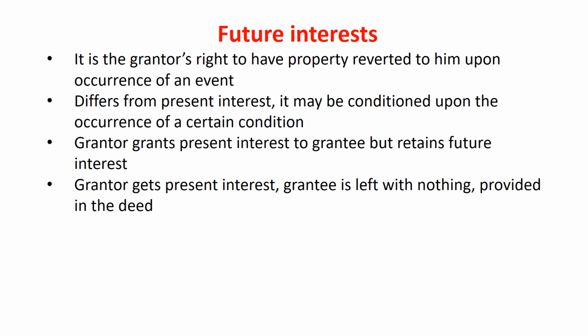In future interest, the grantor grants the present interest to a grantee. However, he retains a future interest, which could be in the form of reversion or remainder, which we'll be exploring a little bit later. Now, the grantee gets the present interest, and the grantor is left with the future interest.